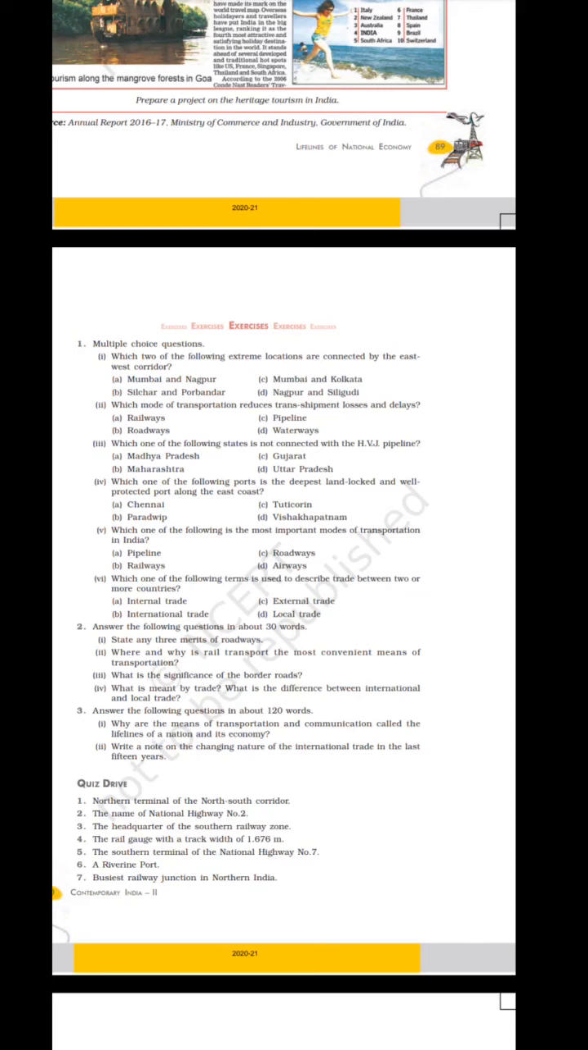Quiz drive. Northern terminal of the North-South Corridor. The name of National Highway number 2. The headquarters of the South Railway Zone. The rail gauge with a track width of 1.676 meter. The southern terminal of the National Highway number 7. A riverine port. Busiest railway junction in northern India.